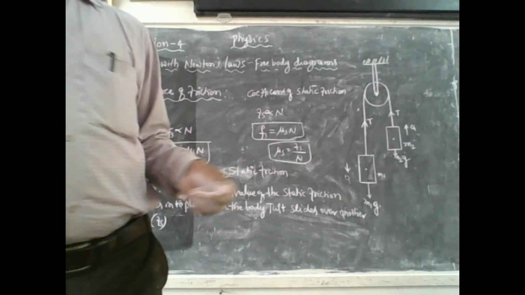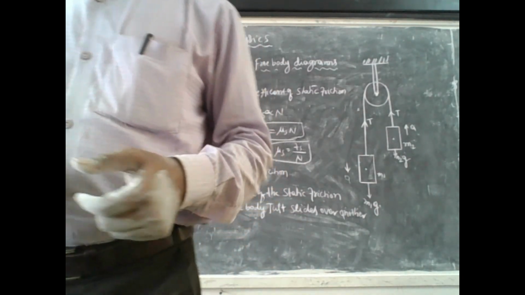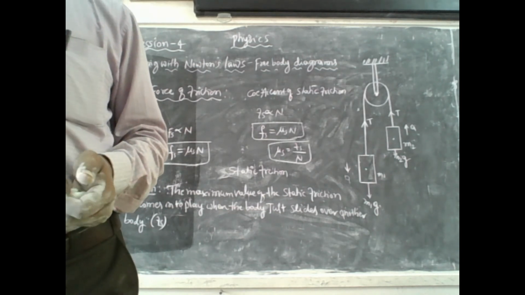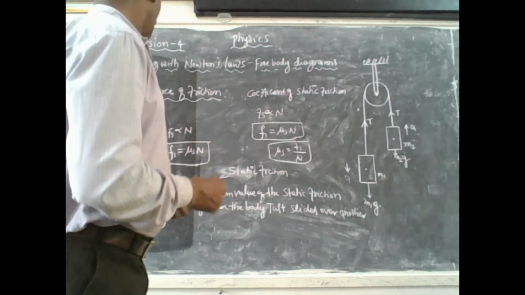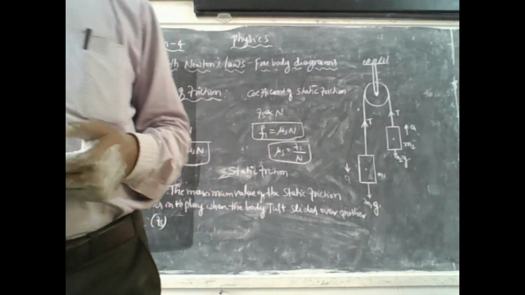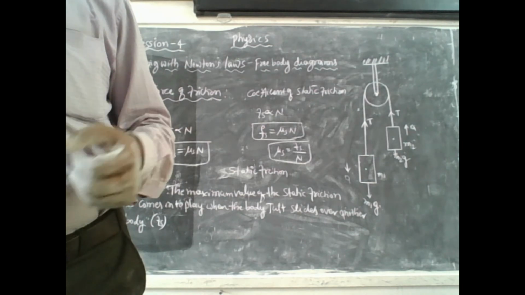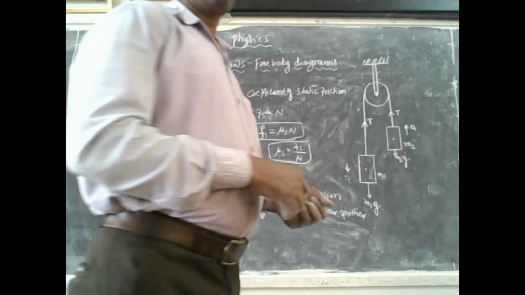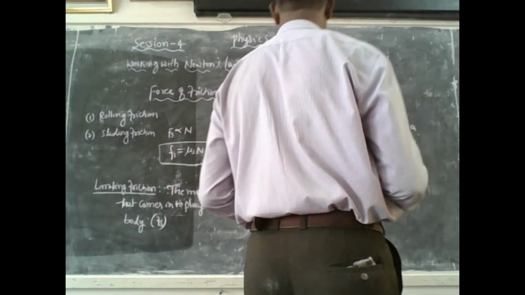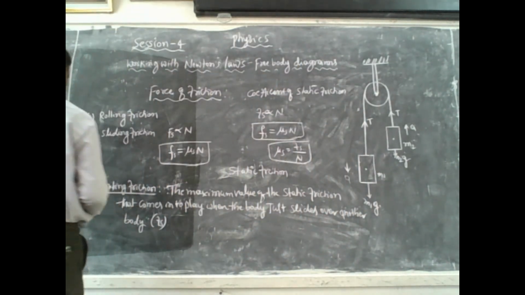And then what is N here? N is the normal reaction of the body, isn't it? So the coefficient of kinetic friction or sliding friction is the ratio of the kinetic friction Fk to the normal reaction. It is also the same thing, isn't it?